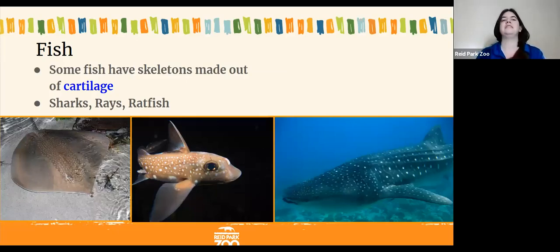Now, some fish will have skeletons that are actually made out of cartilage. And cartilage is kind of like a soft, pre-bone. So if you touch the tip of your nose and your ears, you can feel how it's a lot softer than the rest of your bones. Those parts are made out of cartilage. And so for the cartilage fishes like sharks and rays, and this guy in the middle right here, he's a ratfish, their whole skeletons, including their skulls and their backbones, are made out of cartilage.